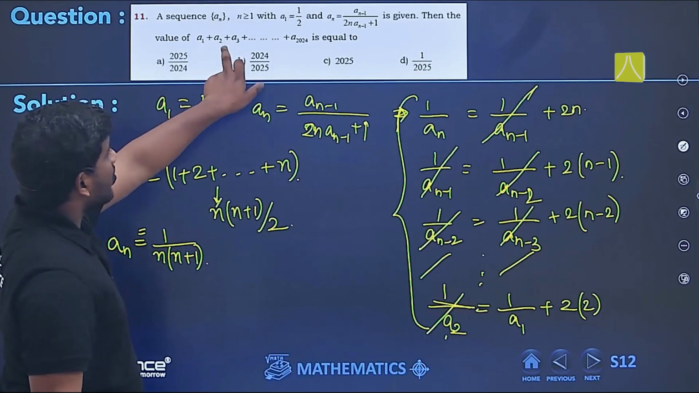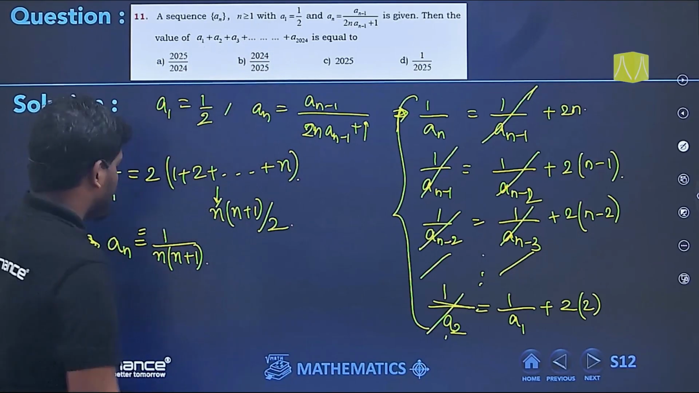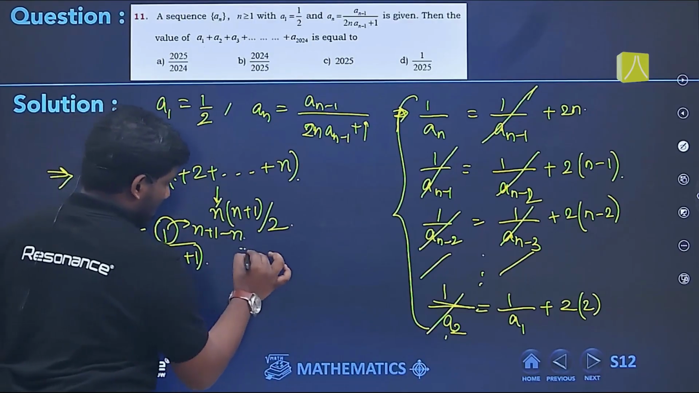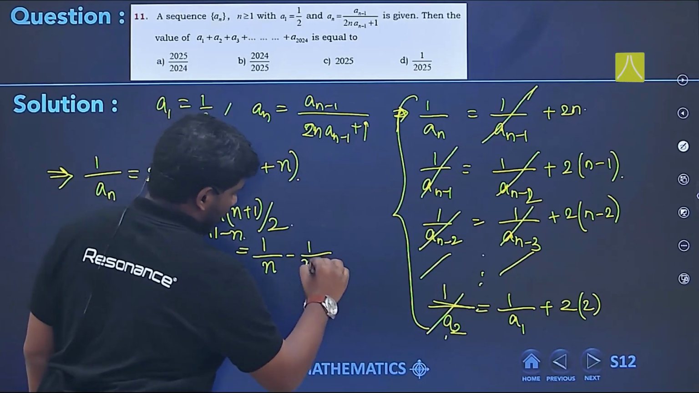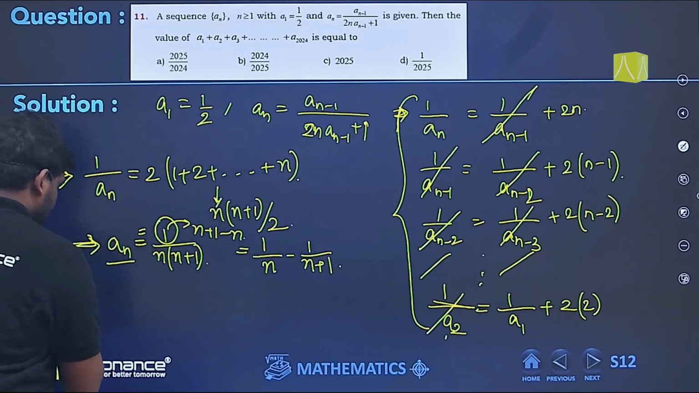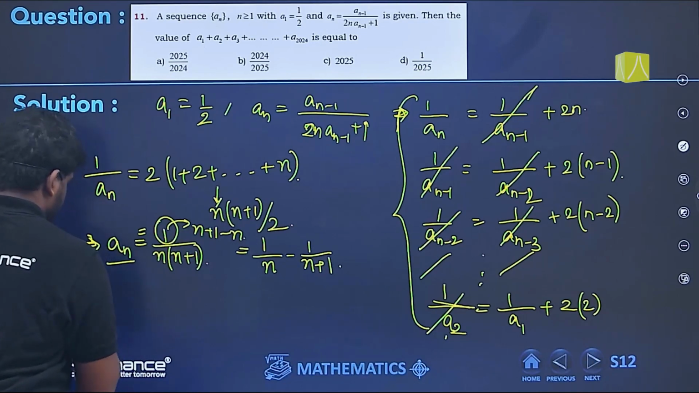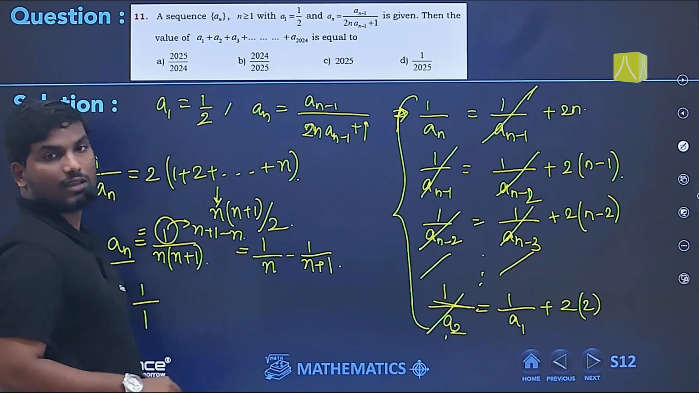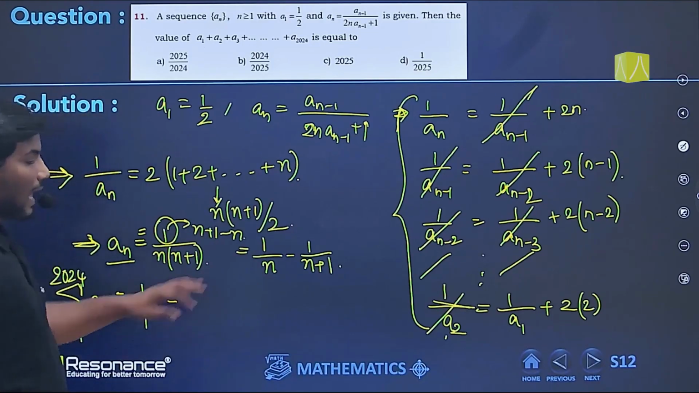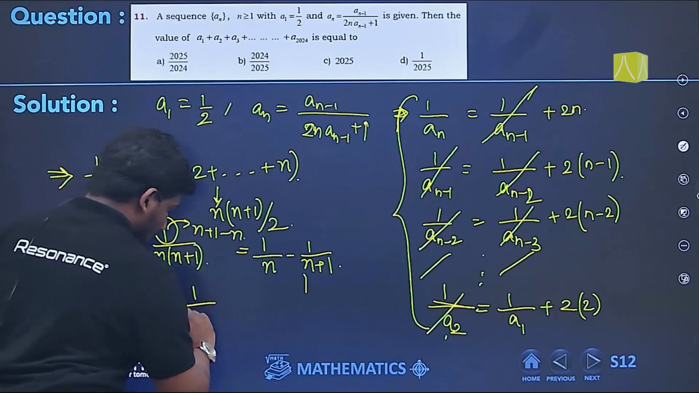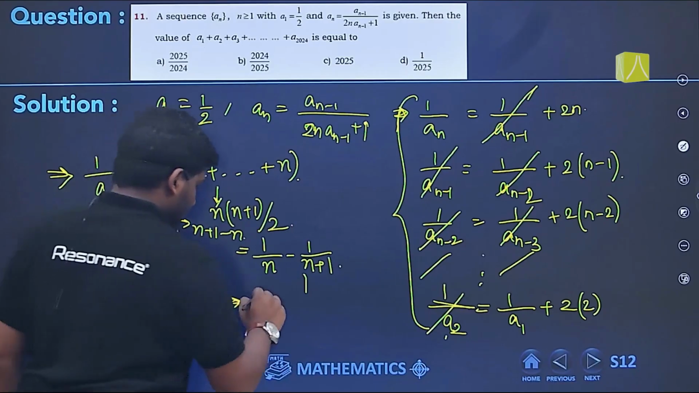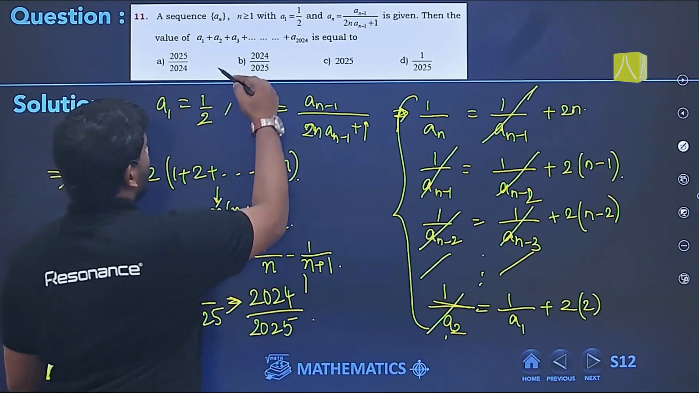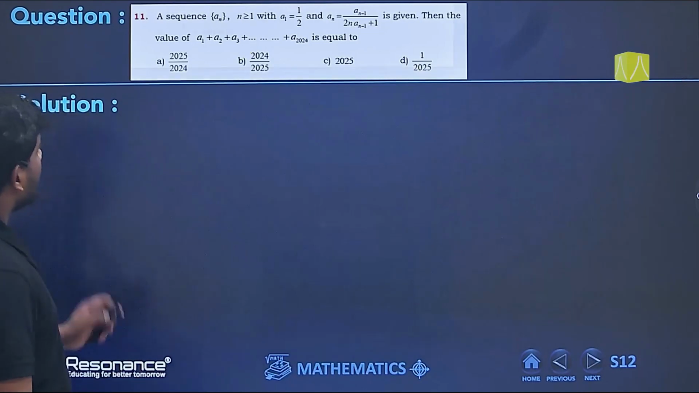Now sigma of (1 plus Ai), i runs from 1 to 2024, will be, if you can observe, An plus 1, this 1 can be written as (n plus 1) minus n. So this will become 1 by n minus 1 by (n plus 1). So the summation would become: the first half of the first term will remain, 1 by 1, minus the second half of the last term, so 1 by 2025. So this will become 2024 by 2025. Option B. Alright. Now going to the next question.